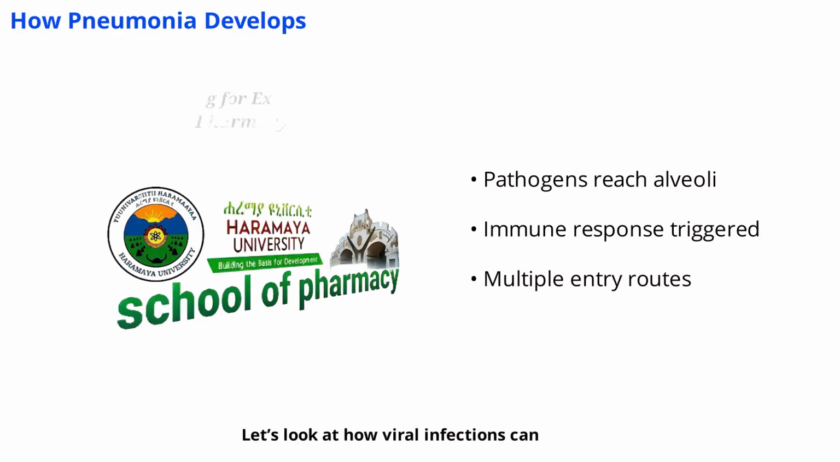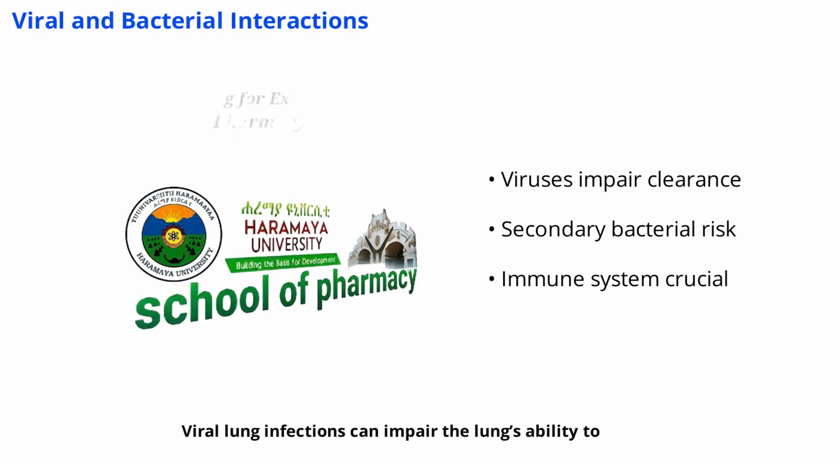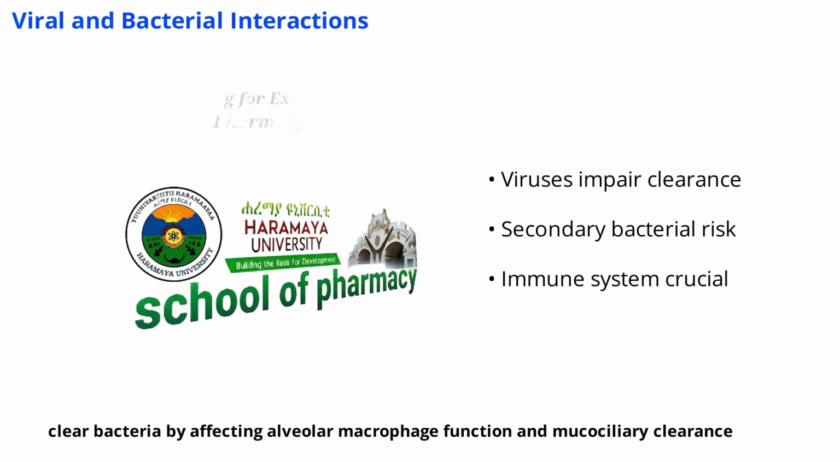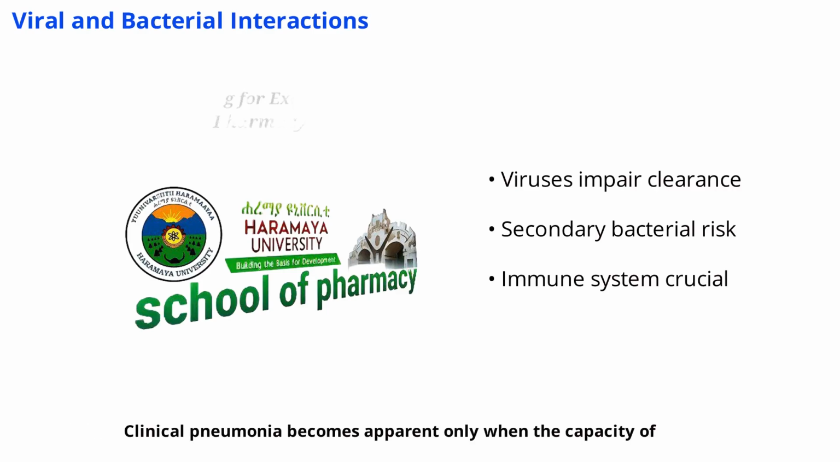Let's look at how viral infections can set the stage for secondary bacterial pneumonia. Viral lung infections can impair the lung's ability to clear bacteria by affecting alveolar macrophage function and mucociliary clearance. This creates an environment where secondary bacterial pneumonia can develop. Clinical pneumonia becomes apparent only when the capacity of alveolar macrophages to ingest or kill microorganisms is overwhelmed. This highlights the importance of a robust immune system in preventing severe infections.